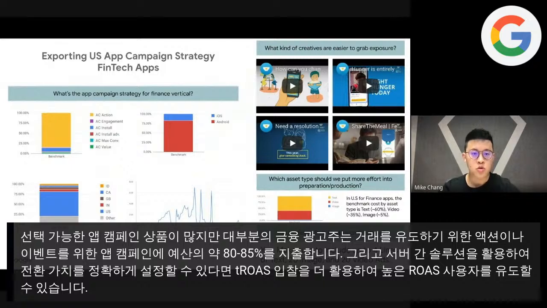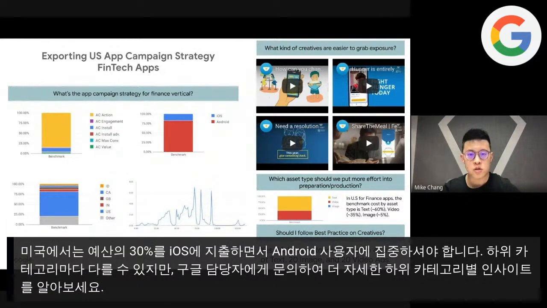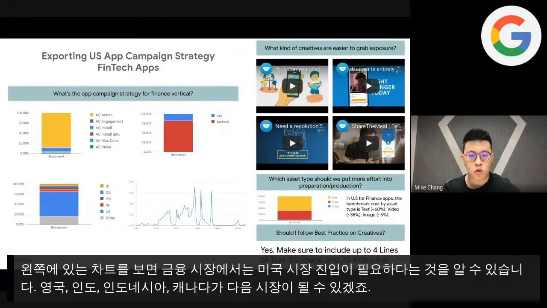So for exporting to the United States, you may need to stay focused on Android users while spending 30% of your budget on iOS. Well, these might be different across different sub-verticals within the finance vertical. Feel free to reach out to your Google rep to discover more detailed sub-vertical insights. While viewing the chart on the left corner, we can see that exporting to the US is definitely the right choice for the finance vertical, while England, India, Indonesia, and Canada will be your next step.